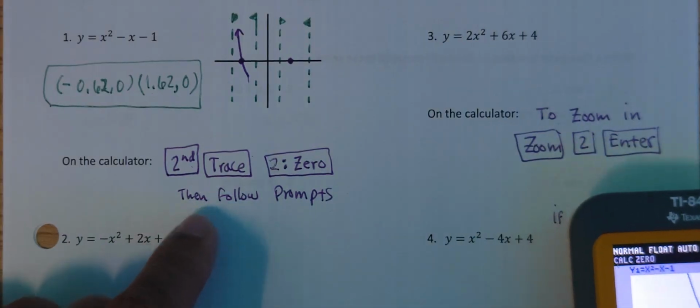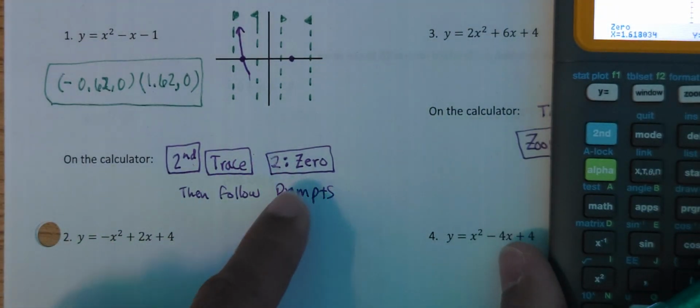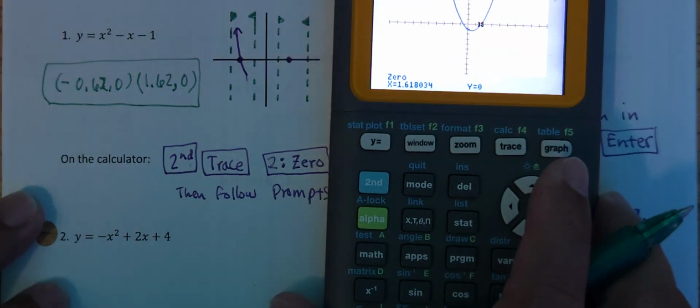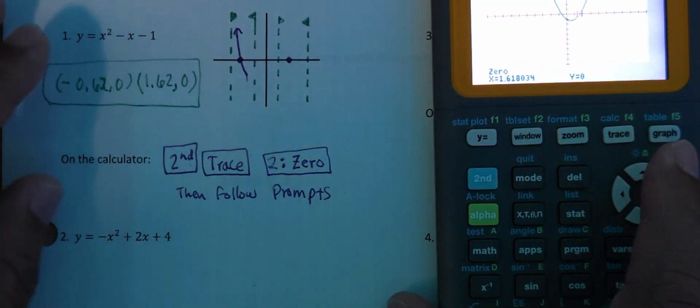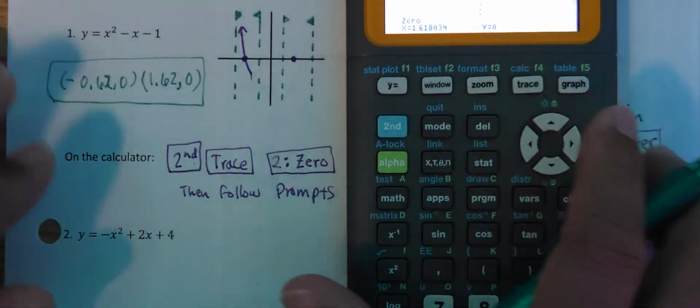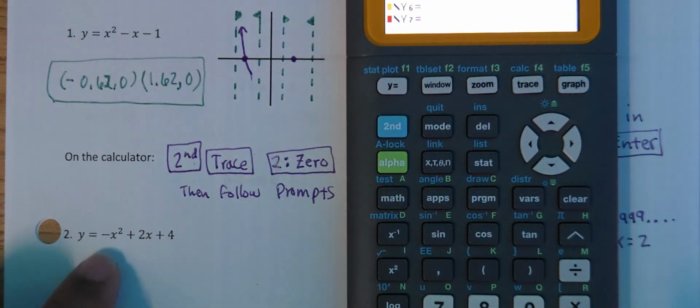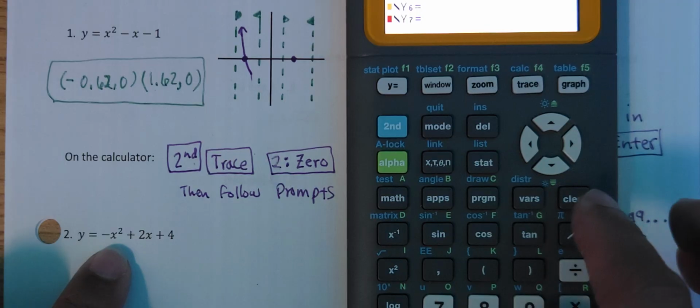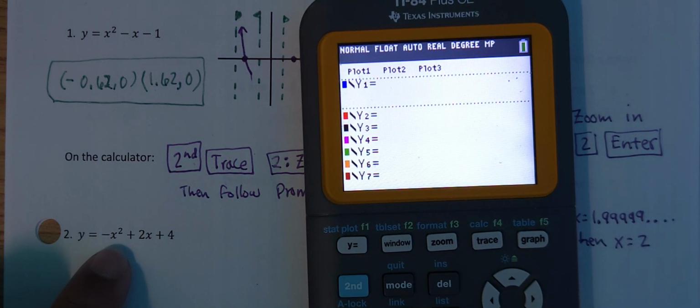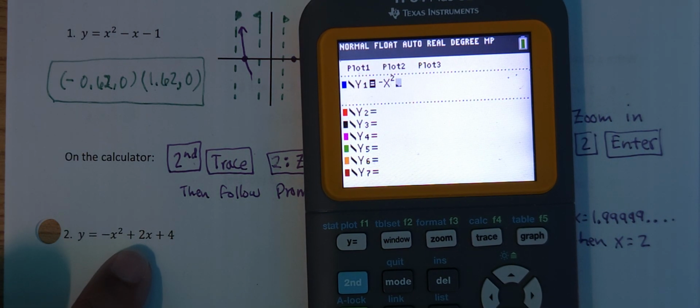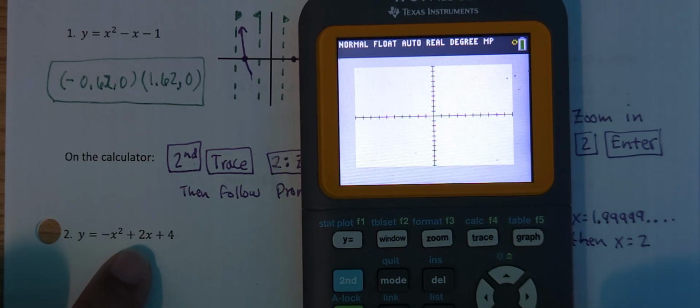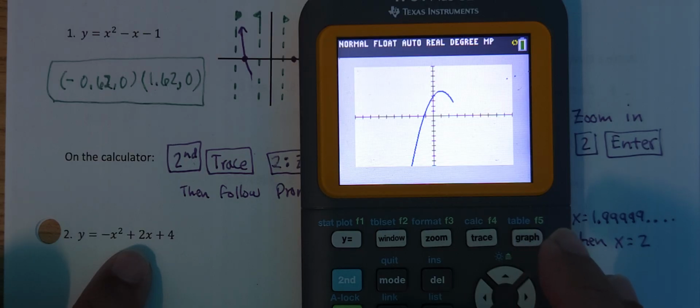All right, so this is what I did. Second trace 0, and then follow the prompts. All right, so then the next one, let's go back to y equals. Let's enter this new function. I'm going to clear the one I have from the previous problem, negative x squared plus 2x plus 4. Then graph it. I'm not going to spend much time explaining how to do it here.